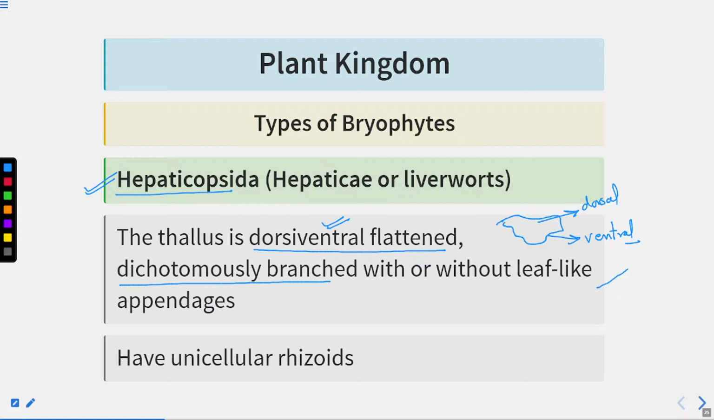Dichotomously branched. If you see the branching, it is like this. The thallus reaches the apical region and divides into two parts like this. So it is called dichotomously branched, right? And it may have leaf-like appendages or be without. So they have a thalloid structure with or without leaf appendages. They have unicellular rhizoids at the ventral surface. We can see these unicellular rhizoids coming out.